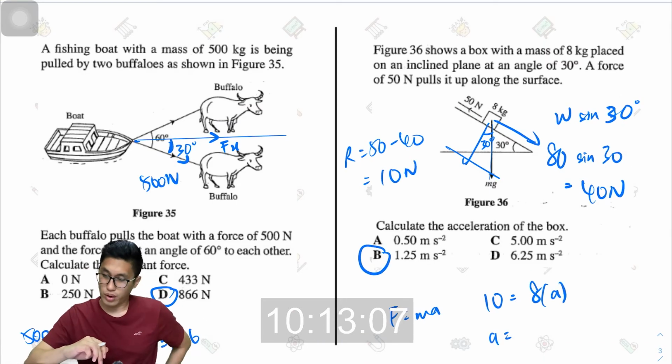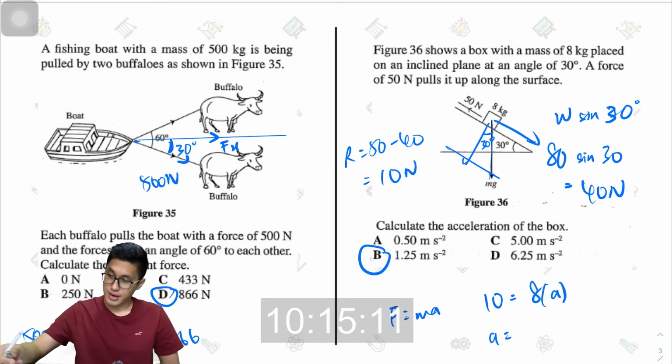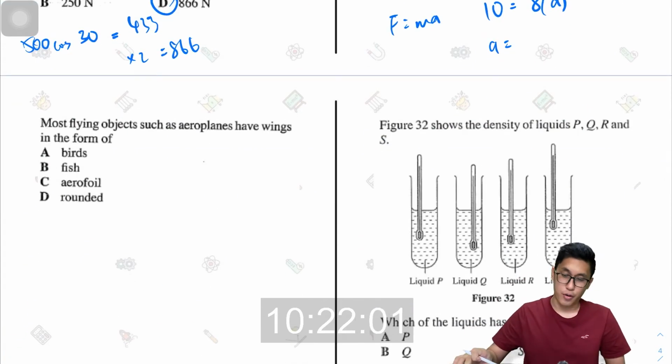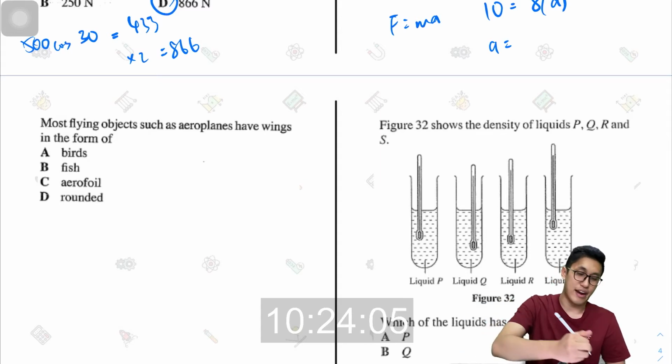Yes, I think that is correct. 1.25. Okay. Now, the next question. Most flying objects such as aeroplanes have wings in the form of aerofoil.